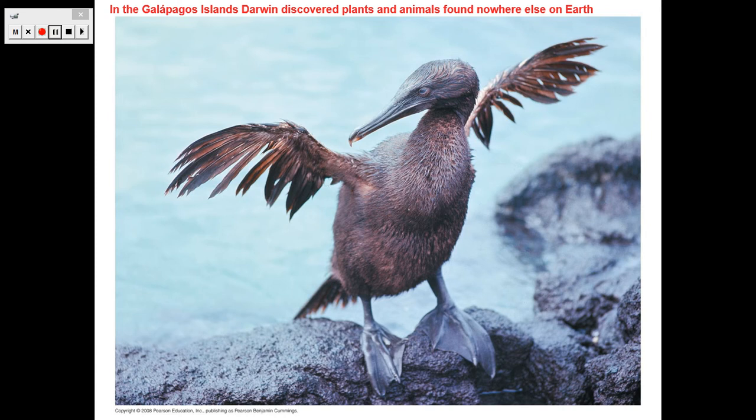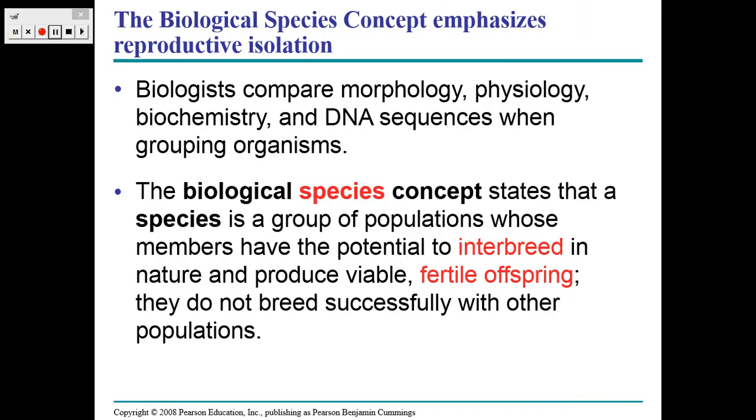Well, before we can do that, we have to have a definition for what is a species. Now, typically biologists, when they're grouping organisms, look at morphology, which is the body forms. They look at physiology, which is the way that the body works on the inside. Biochemistry, which we know is just the chemistry, the chemical reactions within the body, and then you have DNA sequences. So these are all different things that we can look at when we try to group organisms, but we still need a good definition for a species.